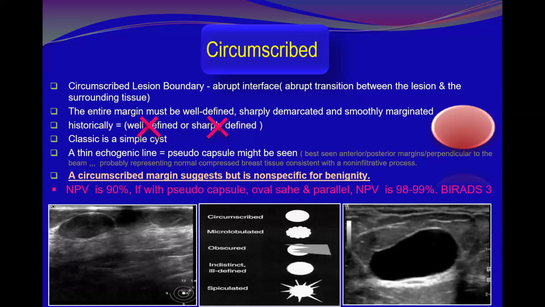But circumscribed descriptors have a negative predictive value of 90% per se. If the lesion is circumscribed, sharply demarcated, smooth throughout, it has a negative predictive value of 90%. And when associated with oval shape and parallel orientation, the negative predictive value will be up to 98 to 99%. So it will be within BI-RADS 3.